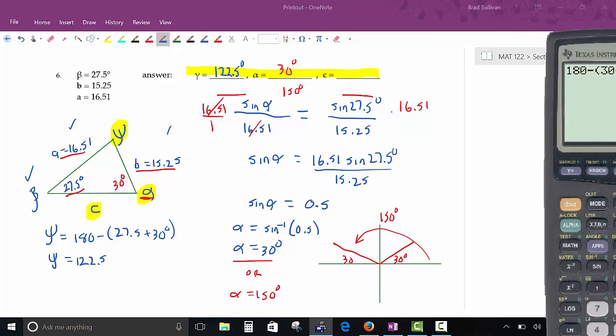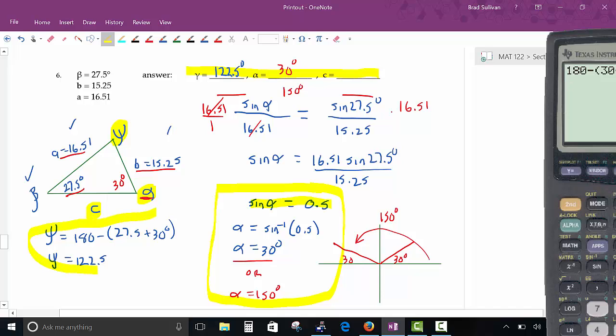Okay, and then that leaves us to find C, which we can do by applying the law of sines. So we've done these parts of the problem. We figured out an angle. We figured out there were two possible answers to that statement, and we got this right here. So what I'm going to do next is set up a law of sines proportion. I've got gamma is 122.5, and that leaves us to find side C.